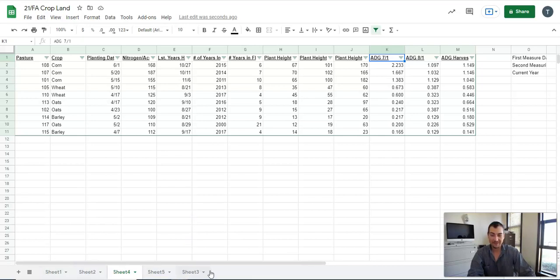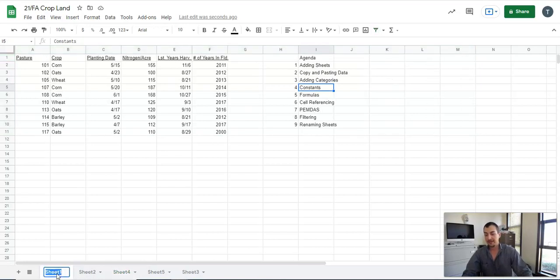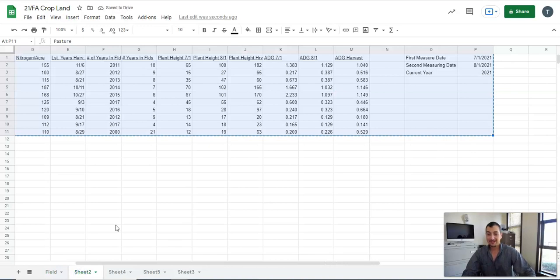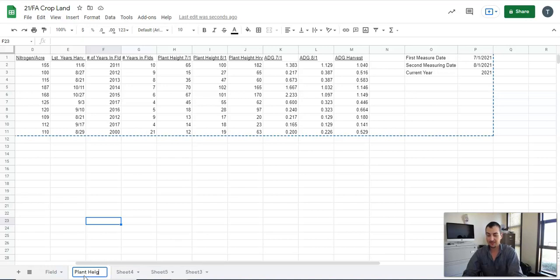Now the last thing I want to show you is how do we name these sheets, because now we've got 5 sheets down here, and what do they all mean? Well, this first one was our original data, so we can call this just field. And we know that's our original data. Then this was where we added all of our new information of plant height. So maybe we're going to call this plant height.